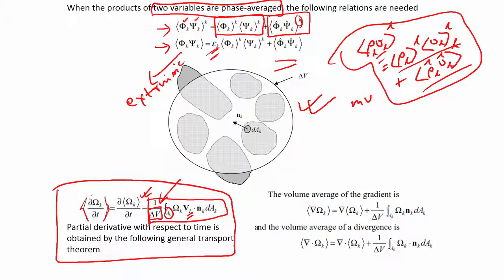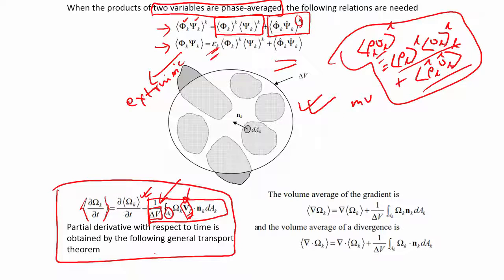So, the extrinsic phase average of the temporal variation of a quantity is nothing but the temporal variation of the extrinsic phase averaged quantity minus this additional term which is given by the interface. So, it is basically like through the interface something is going out, this is like a flux term, it essentially looks like a flux term, right. So, that is what it is, okay.